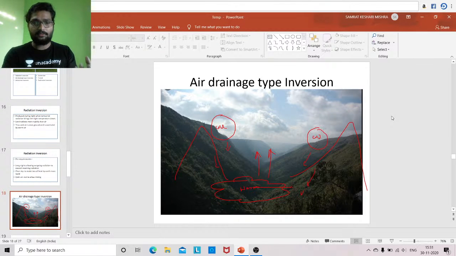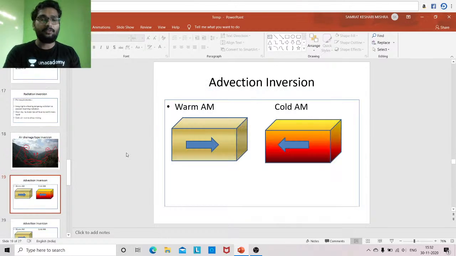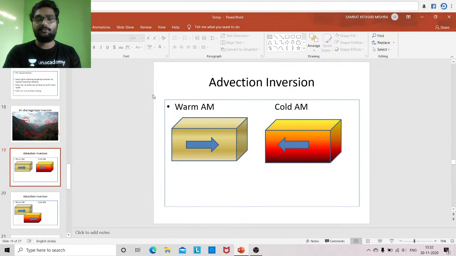These will sink in the lower direction. So warm air now will move in the upward direction. This upward movement of warm air happens because warm air is lighter compared to cold air. So cold air will be in the lower part and warm air will be above the cold air, and it will create inversion. This type of inversion is called air drainage or valley type inversion.